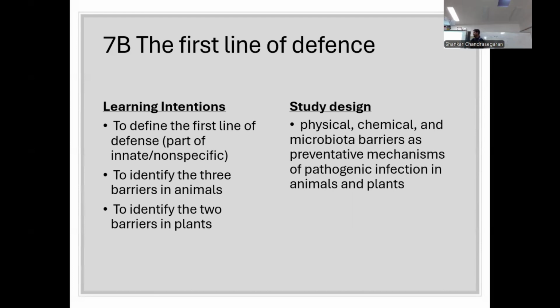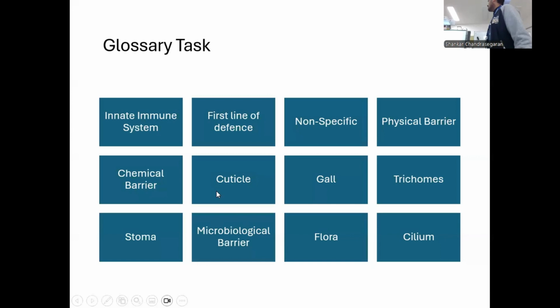So in this lesson, you are going to look at the first line of defense for animals and plants, and we're going to find out what the barriers are associated with animals and also the barriers associated with plants. So under the study design, it will be important for you to note the physical, chemical, and microbiota barriers that act as a preventive mechanism of pathogenic infection in animals and plants. Basically, the first line of defense in animals and plants involves using barriers, and you're going to have to learn about these barriers.